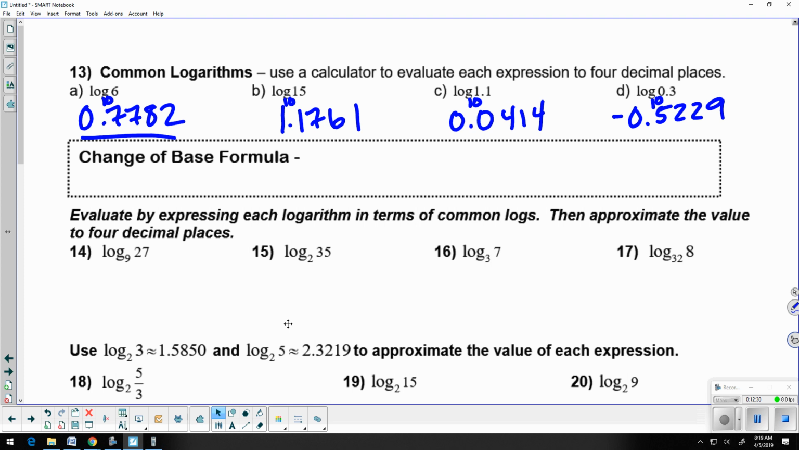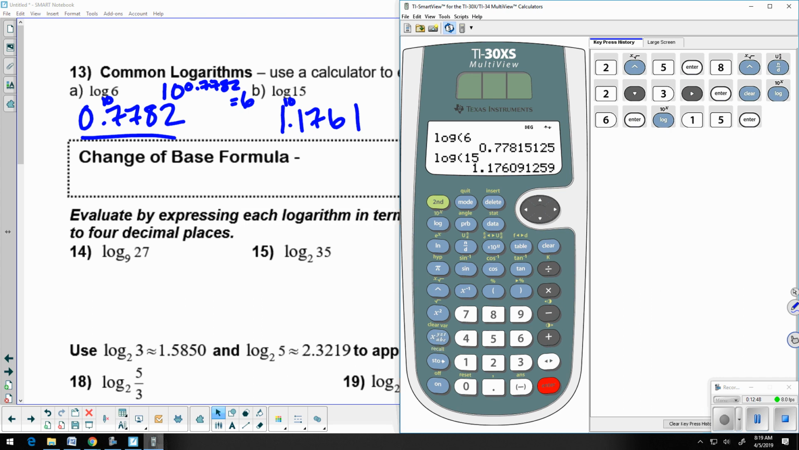Again, when you're simplifying or evaluating a logarithm, your answer itself, what you're trying to find, is the exponent. So basically, if you raise 10 to this power, 0.7782, it should come out to be about 6. Let's double check that first one at least. If I take 10 and raise it to that exponent, 0.7782, look at that. It comes out to be about 6, right? It's not exact because my answer is rounded too, but it comes out to be pretty much 6, exactly on the dot.